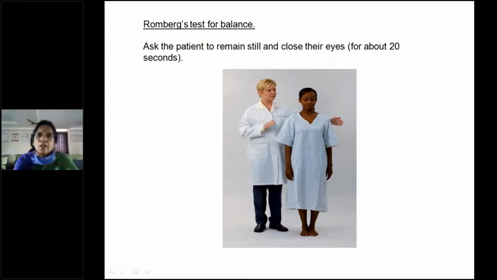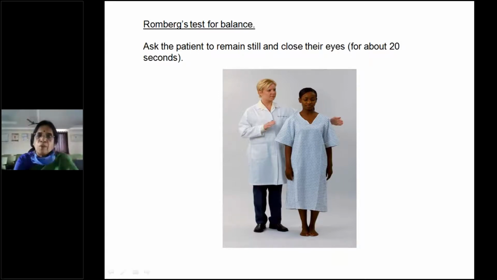So for 20 seconds you ask him, and then you see the swaying. Then ask the patient to open the eyes and see whether the patient sways with open eyes. That means it is a cerebellar disease, because of the hypotonia and muscle weakness. So the patient will have this swaying.